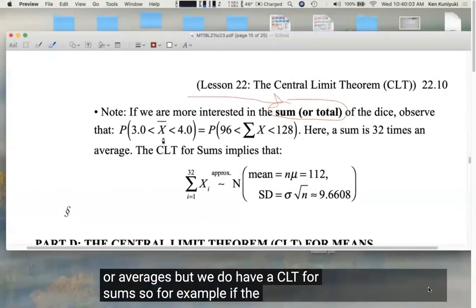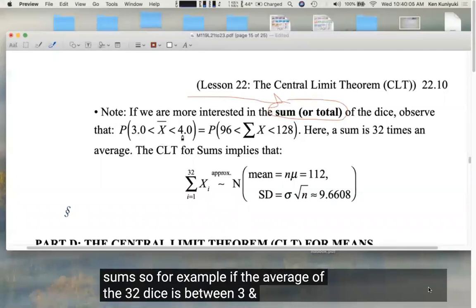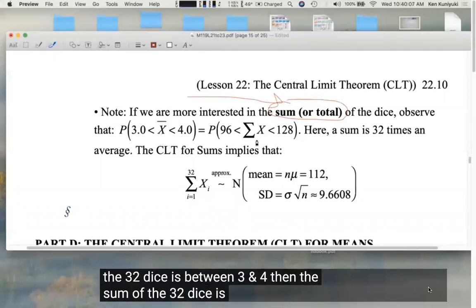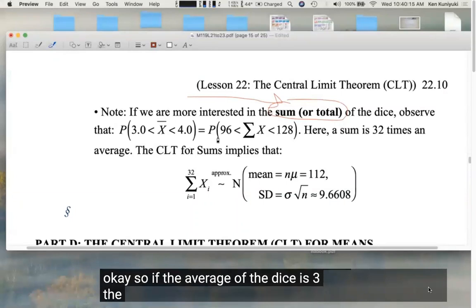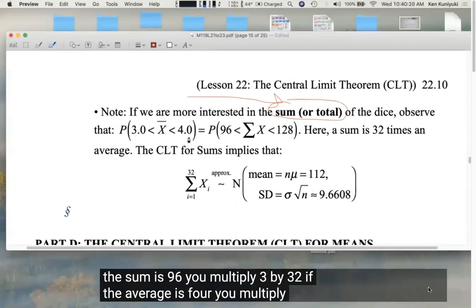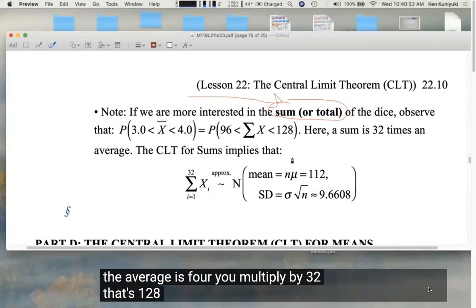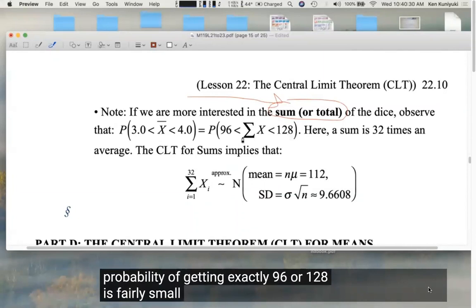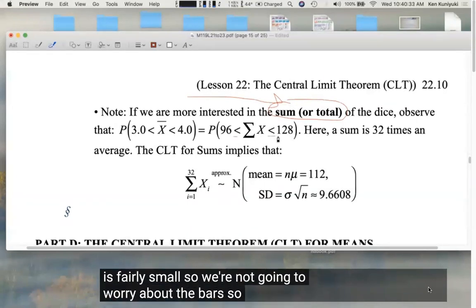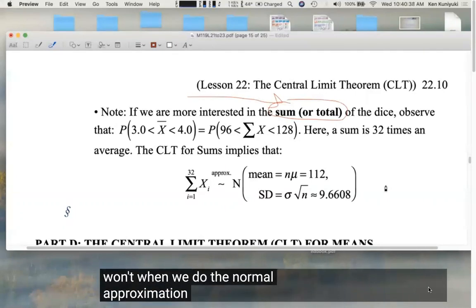So for example, if the average on the 32 dice is between 3 and 4, then the sum of the 32 dice is between 96 and 128. If the average of the dice is 3, the sum is 96. You multiply 3 by 32. If the average is 4, you multiply by 32, that's 128. Again, the probability of getting exactly 96 or 128 is fairly small, so we're not going to worry about the bars so much. In fact, we won't when we do the normal approximations.